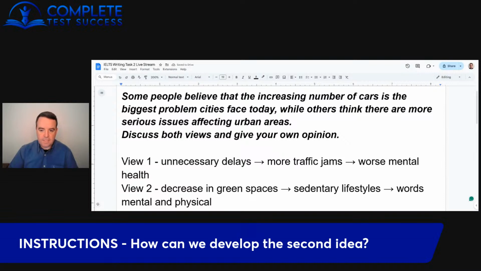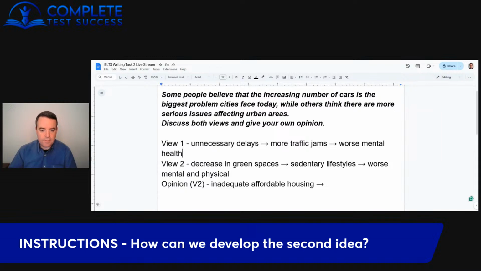So we were saying that the traffic jams are worse for your mental health, but the decrease in green spaces is worse for your mental health and your physical health. So that's why it's worse. It's not just your mental health, it's your mental and your physical health. So that makes sense. We are showing why it is worse for both. I'm just going to have to decrease the size of this for a moment.